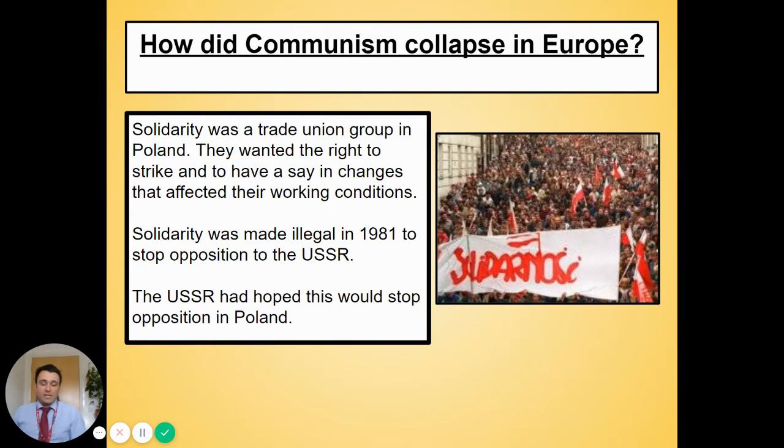Now, Solidarity was made illegal in 1981 to stop this opposition. The leader was arrested and it was illegal to become a member of Solidarity. The USSR had hoped this would stop the opposition completely. Solidarity was no longer a thing.